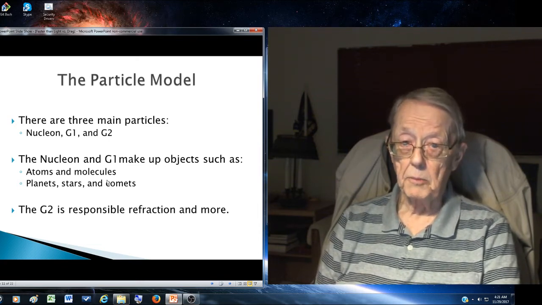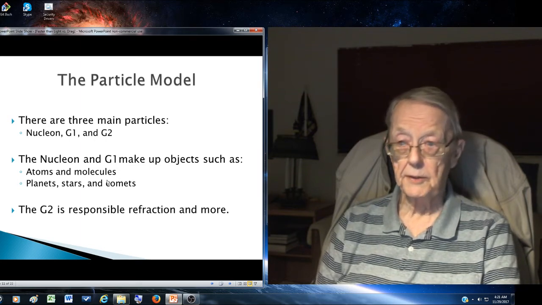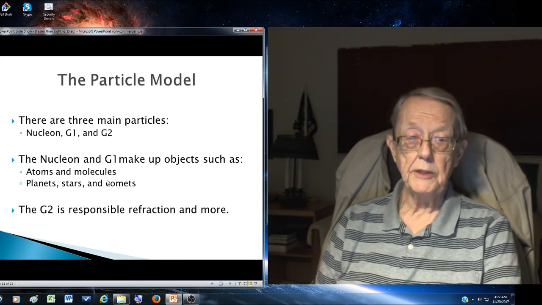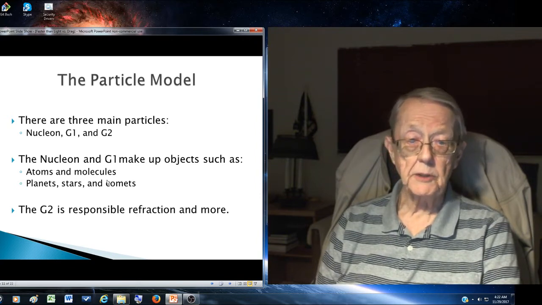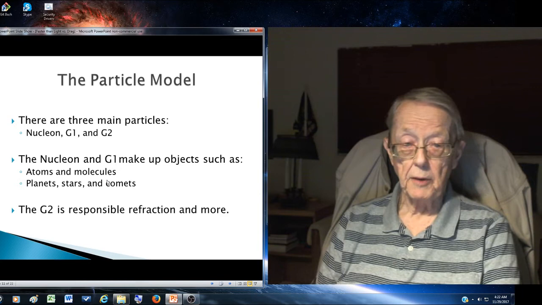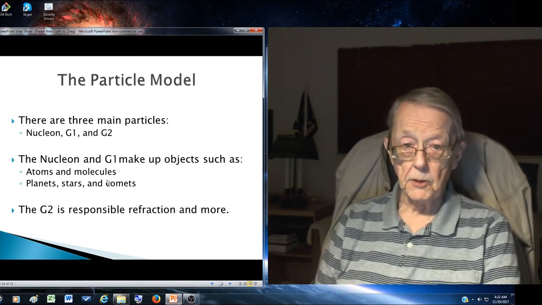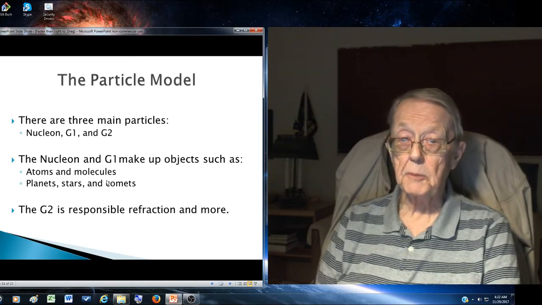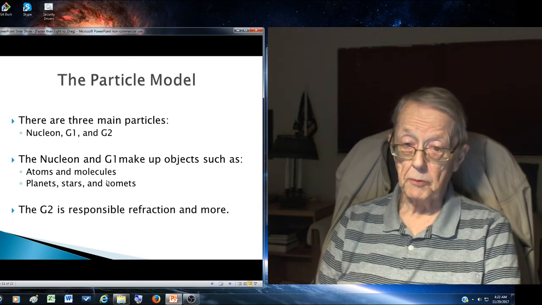What does the particle model say? Well, there are three main particles in the particle model. I've said this over and over again. There's the nucleon, there's the G1, and the G2. The nucleon and the G1 make up objects such as atoms, molecules, and larger objects, planets, stars, and comets. So our atomic structure is made from the nucleon and the G1, as suggested by the particle model. The G2 particle is responsible for refraction.